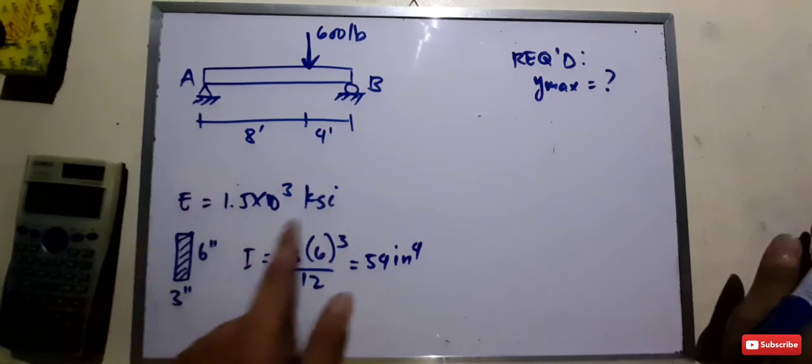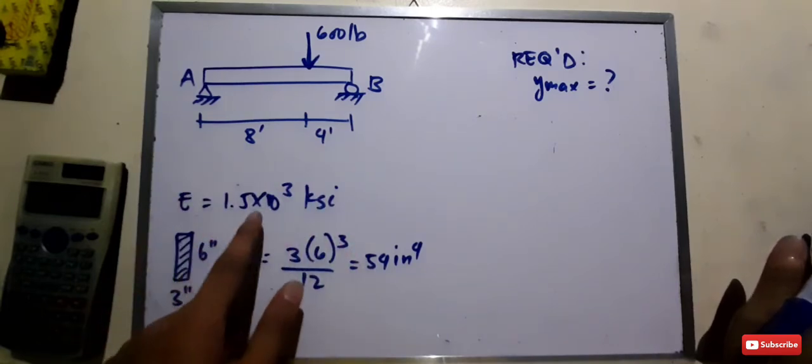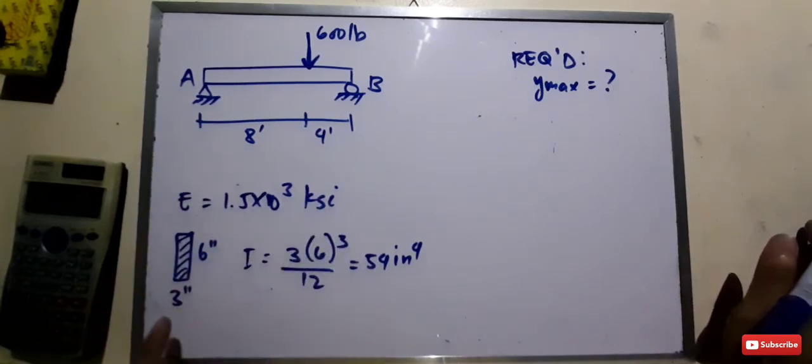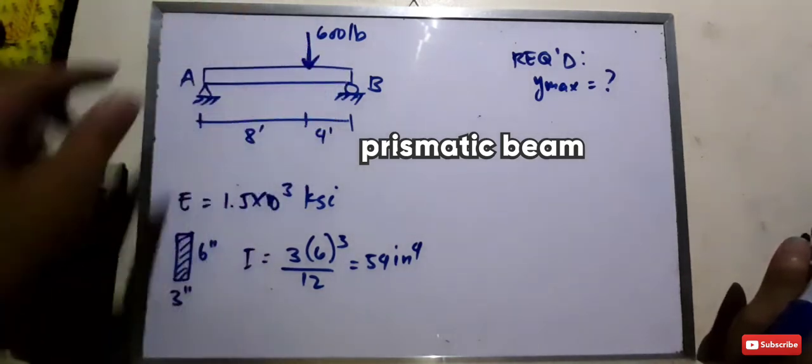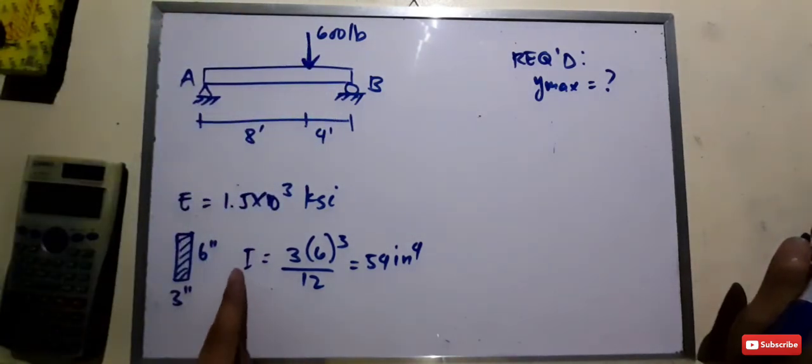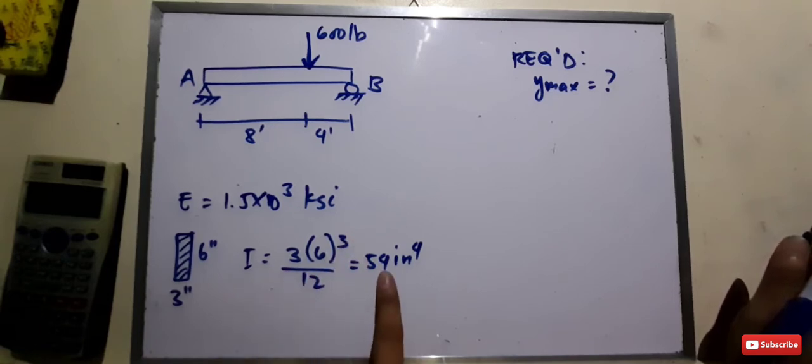You have the modulus of elasticity E, which is equal to 1.5 times 10 to the 3 KSI. The dimensions of the cross-section are given: 3 by 6. It's a prismatic beam again, so the cross-section does not change. Calculating the I, or the moment of inertia, we'll have base times height cubed divided by 12, which is equal to 54 inch to the fourth.